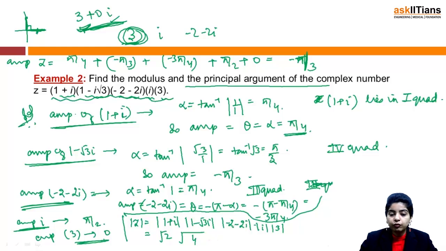Then we have under root of 2 square, that's 4, plus 2 square, that's 4. 4 plus 4 becomes under root 8. Then I have under root of 1 square, that's 1, and under root of 3 square, that's 3. So I finally have root 2 into 2 into 2 root 2 into 3. That becomes 24. So this is the required modulus.